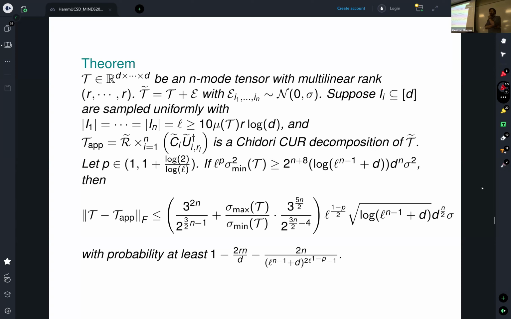Yeah. So maybe, I don't know if the online audience could hear it, I'll very briefly summarize the question. What does the spectral decay of a low rank tensor look like? Is it fast? Is it flat?